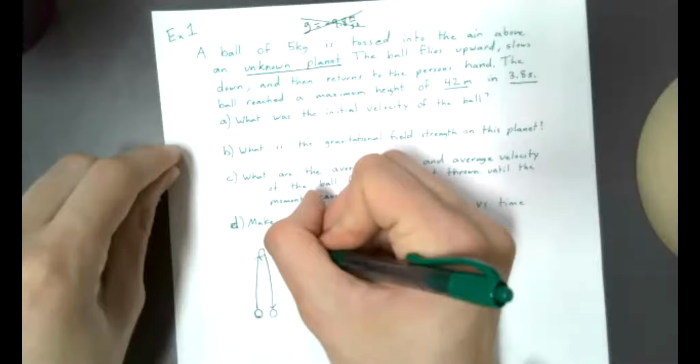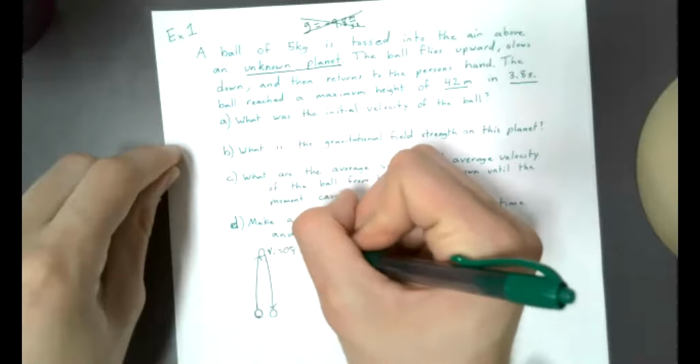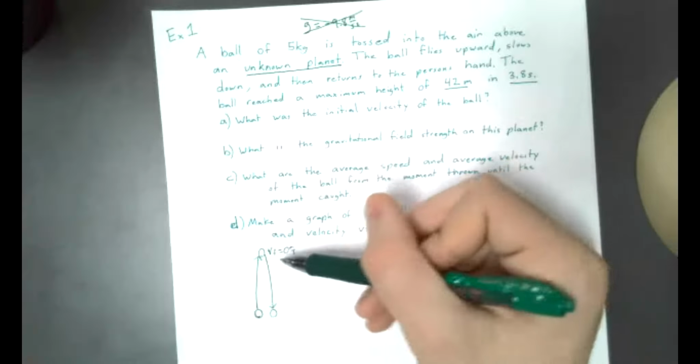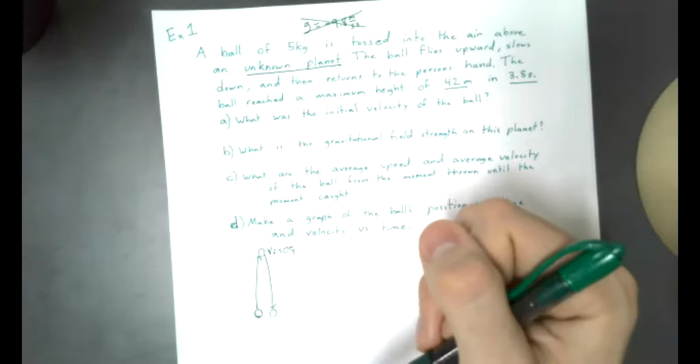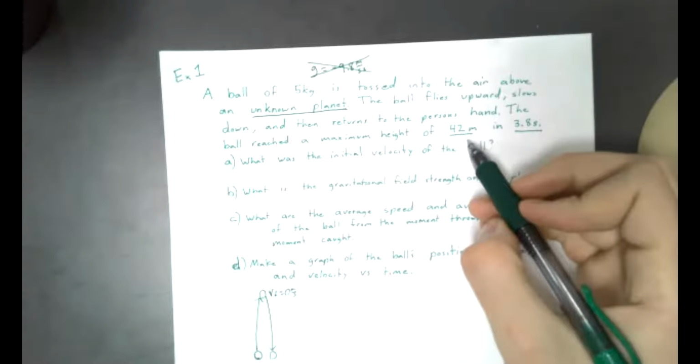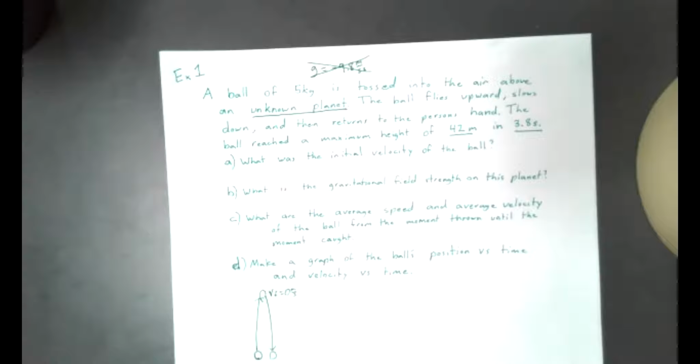0. 0. They love to ask questions about that. So I'm going to say final, but I don't know. The velocity at the very top of a projectile's path is going to be 0, and that's a big concept for them. So the ball reaches a maximum height of 42 meters in 3.8 seconds.